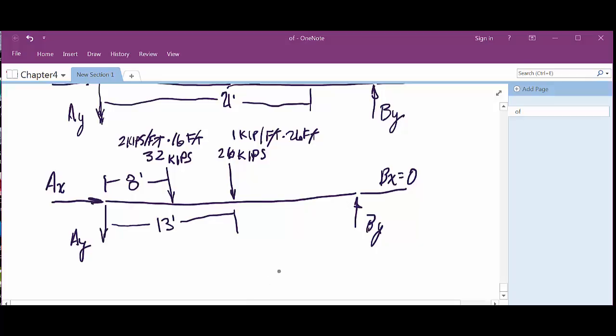Either one of those free body diagrams will get you the same answer. I don't know if one's any easier than the other one. Probably this one's easier. I don't think it would be 13. Oh, yeah, never mind. Sorry. Yeah, 16 and 10.